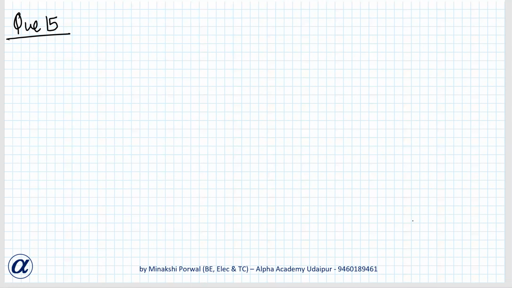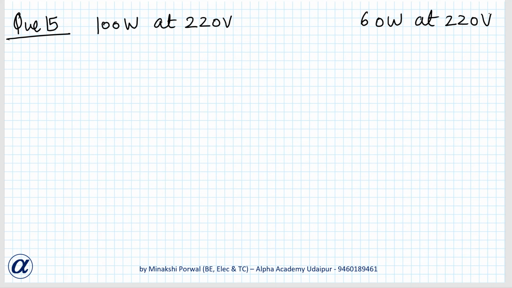Question 15. Two lamps, one rated 100 watt at 220 volt and the other rated 60 watt at 220 volt, are connected in parallel to the electric mains supply. What current is drawn from the line if the supply voltage is 220 volt? So basically two bulbs are connected in parallel across a 220 volt supply, and we have to find the current.